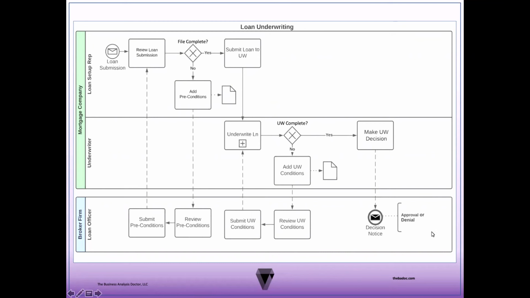Notice in my annotation that the decision notice may either be an approval notice or denial notice. But because the determination didn't impact the flow of work, there was not a need for an additional decision here.